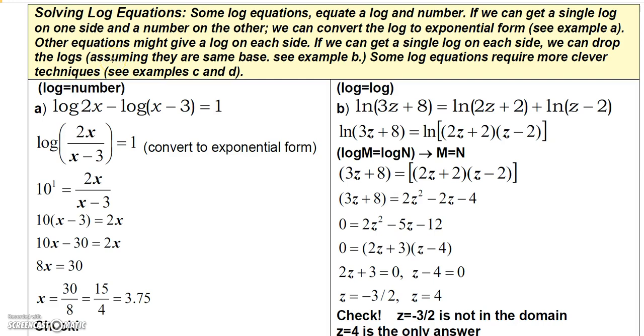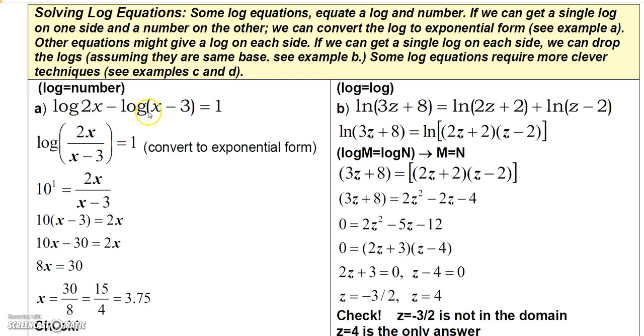There are two major types of log equations that you might see, and one type is where you have a log on one side and a number on the other side. Now to solve these, you really need a single log on both sides. So I need to figure out a way to write this difference of these two logs as a single log.